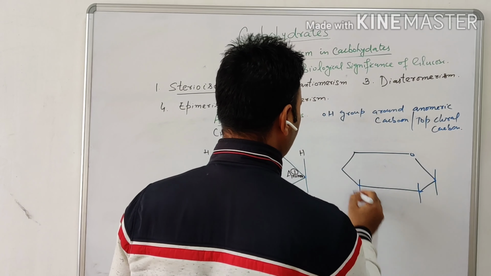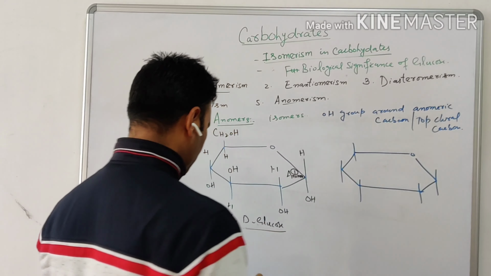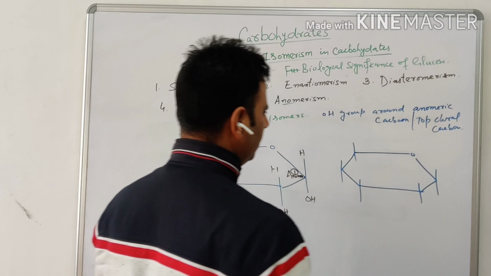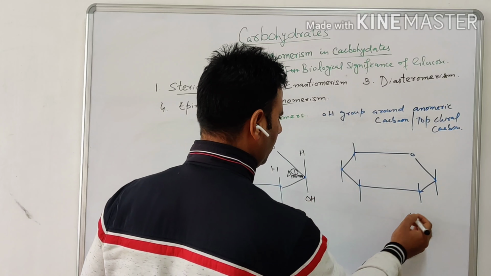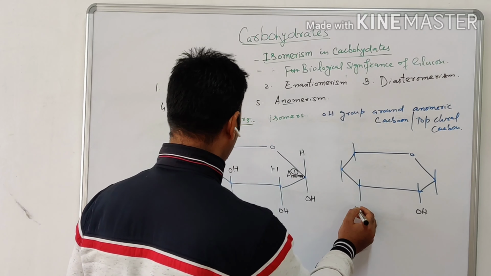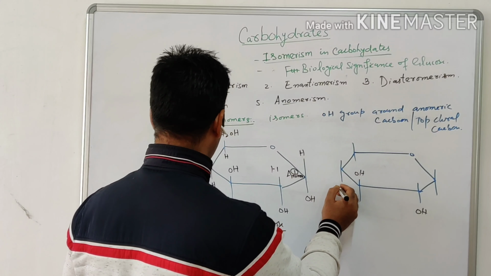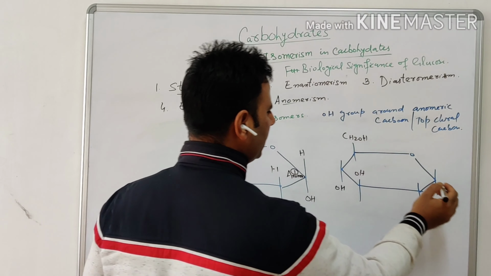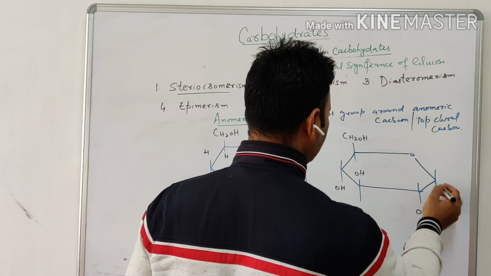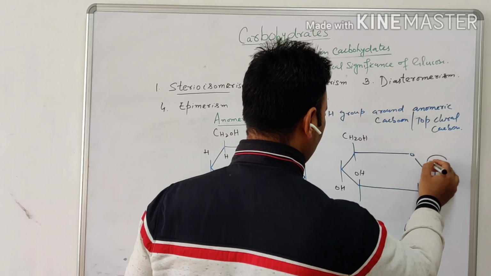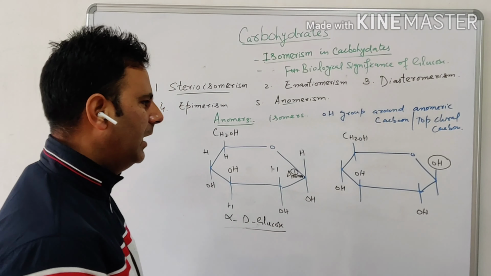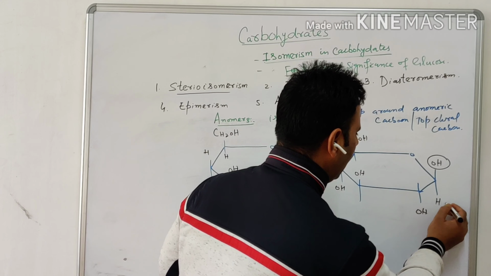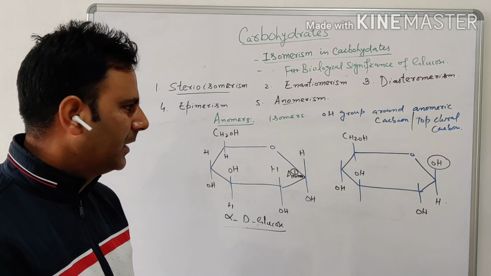When I have to draw the beta D-glucose, everything remains the same. Here, OH is here, at position 2, OH is here, at 3 it is in, and at 4 it is here. But the difference lies at the anomeric carbon. The hydroxyl group is on the upper side and the H group is on the lower side.